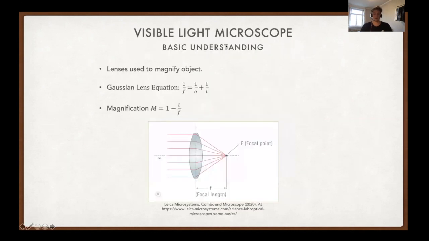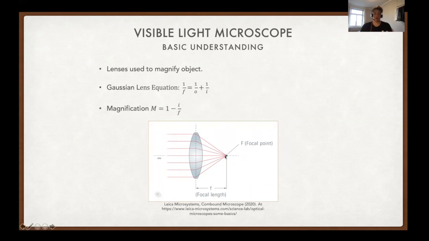Okay, to start, we have to get familiar with the light microscope, since the basic concept is the same. So, visible light microscopes use optical lenses to magnify an object. In the picture below, you see a converging lens. The incoming light rays from the left, for example coming from your object which you want to observe, are focused to the so-called focal point here.